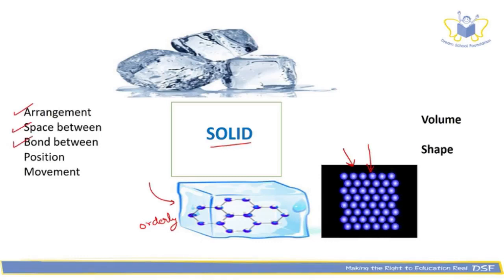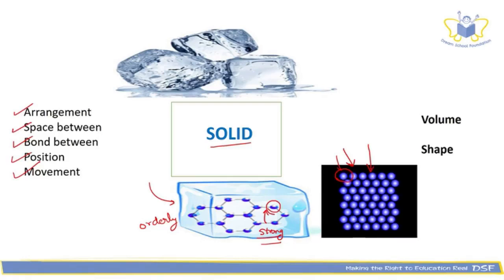Let us look at the bond between. This picture is here to show you the bonds between the particles, and here you can see that the bond is pretty strong and hence that is the reason it is so orderly arranged. Let us look at the position. Because they have a strong bond, the positions are fixed. Over here you can see that the positions are fixed. It is not moving anywhere at all.